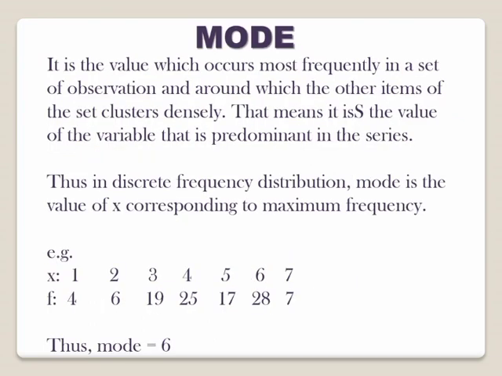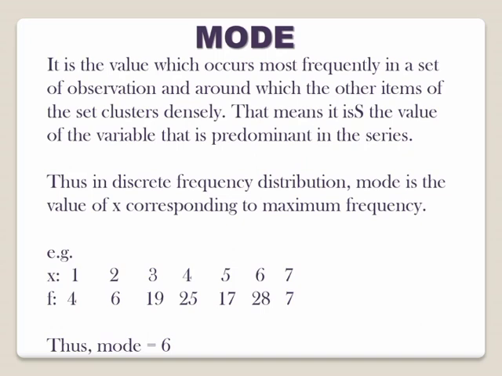Mode is the type of average which is the value that occurs most frequently in a set of observations. So it has the highest frequency in the frequency distribution table, and around the mode all the other values of the variable cluster densely. That is, it is the value of the variable that is predominant in the given data set. Thus, in a discrete frequency distribution, mode is the value of x corresponding to maximum frequency.